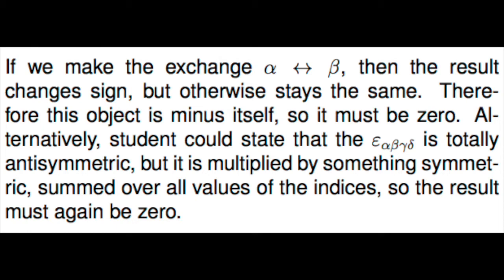So now you have epsilon alpha beta gamma delta, A alpha, A beta, A gamma, A delta equals minus epsilon alpha beta gamma delta, A alpha, A beta, A gamma, A delta. And if something is equal to minus itself, then it must be 0. So that's a nice rigorous way of showing that the symmetric product of A's times the antisymmetric tensor epsilon is naught.